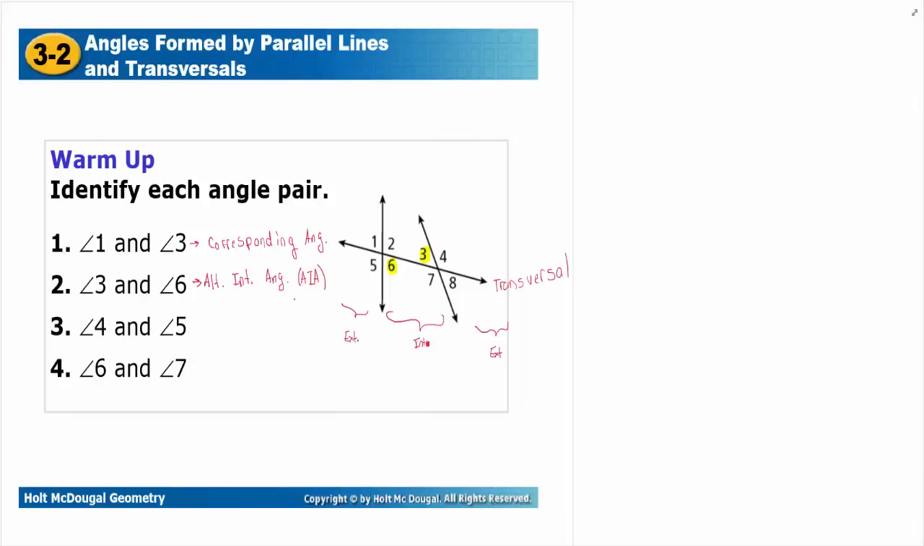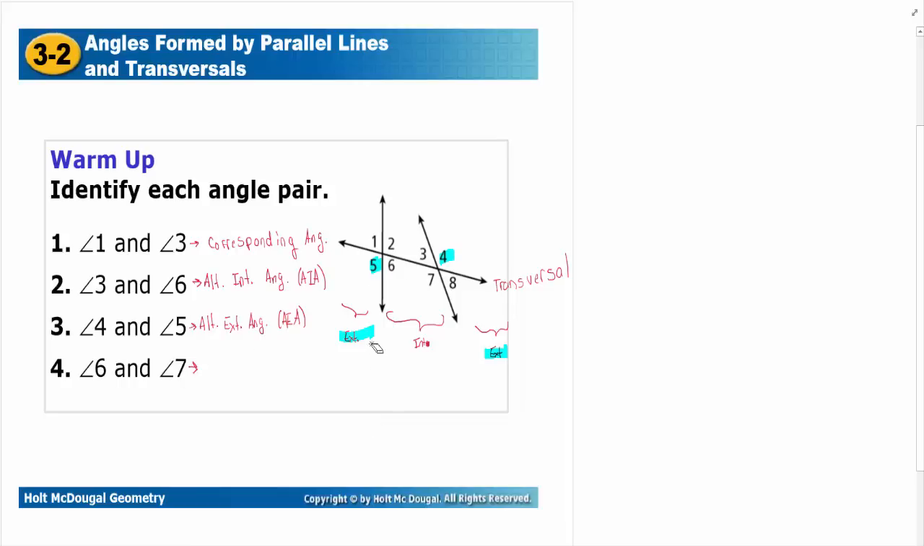Number 3, we had angles 4 and 5. So I'll go ahead and erase that. So now we're looking at angles 4 and angle 5. And again, you'll see these are both on the exterior. Okay, so they're both on the exterior, but you'll see that they're on opposite sides of the transversal. So this is going to be now alternate again, but they are exterior angles. You can call these AEA, alternate exterior angles.